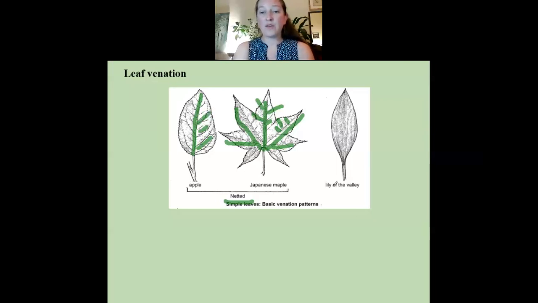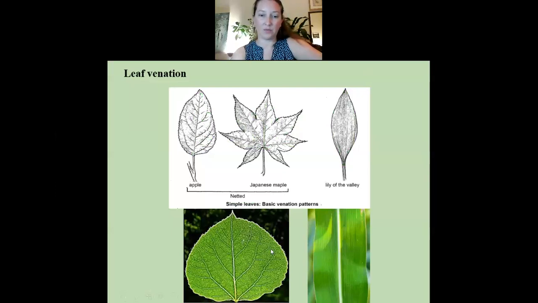But then you have another type of venation, which is called parallel. And I don't know why it doesn't say it underneath here, but this here is an example of parallel venation. All the veins are not like a net, they're parallel to each other like this. Okay, so netted venation and parallel venation. Why am I telling you this? Because here they are in real plants.